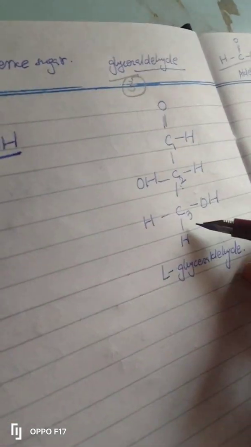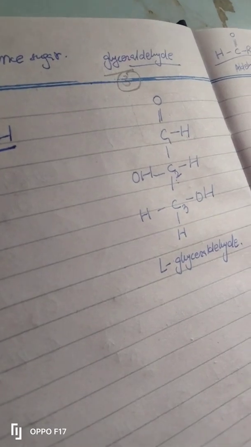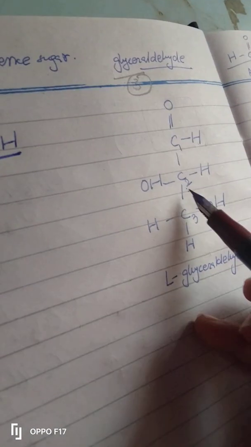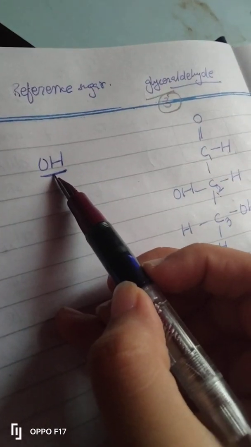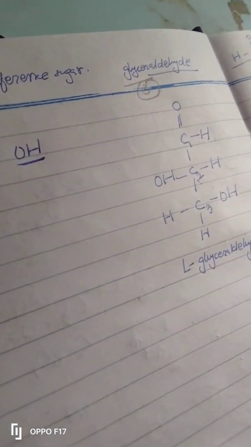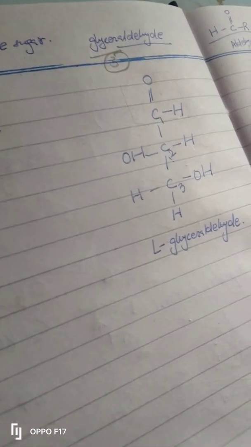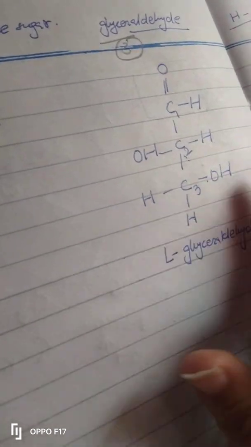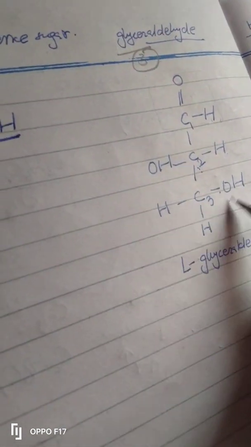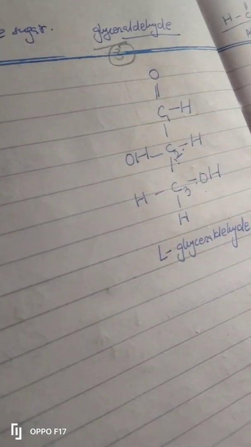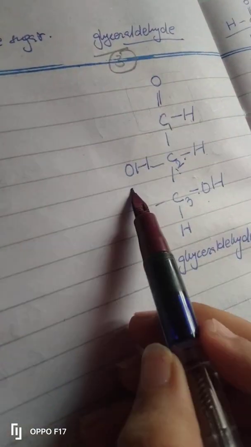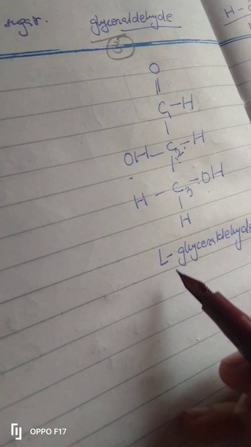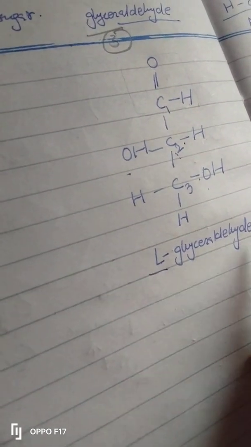Why? Now listen. We have 3 carbons, right? And we have to see the second last carbon. This carbon number 2 is the second last carbon. And we always have to see the functional group OH, where it is positioned, right or left. This is right side, this is left. We won't see carbon number 3, we will see carbon number 2 because it is the second last carbon. The OH is placed on the left side. So here we will write L-glyceraldehyde.